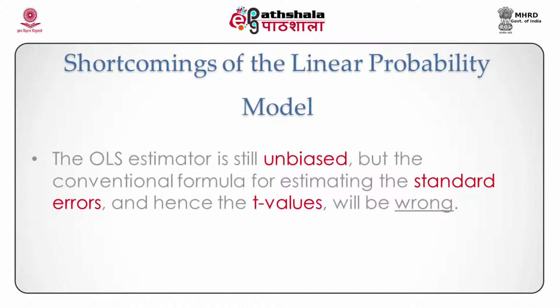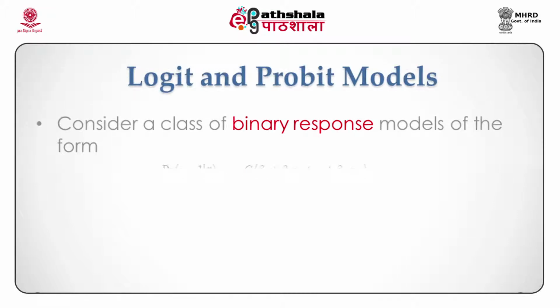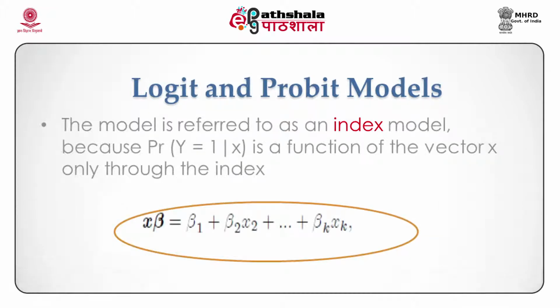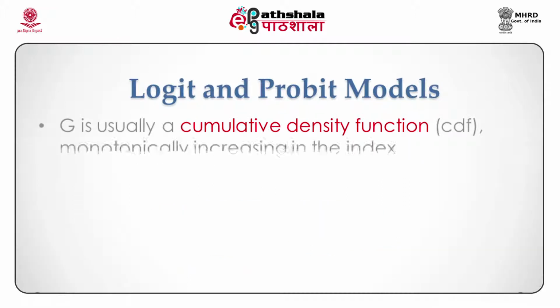Let us next move on to two alternatives which are more commonly used when we have binary data, which are the Logit and the Probit model. So consider a class of general binary response models. The models specify the probability of y equal to 1 given x as equal to some function capital G of x beta, where G is chosen so that it lies between 0 and 1. This model is referred to as an index model because y depends on the vector x only through the index x beta. The choice of G is open to the user.